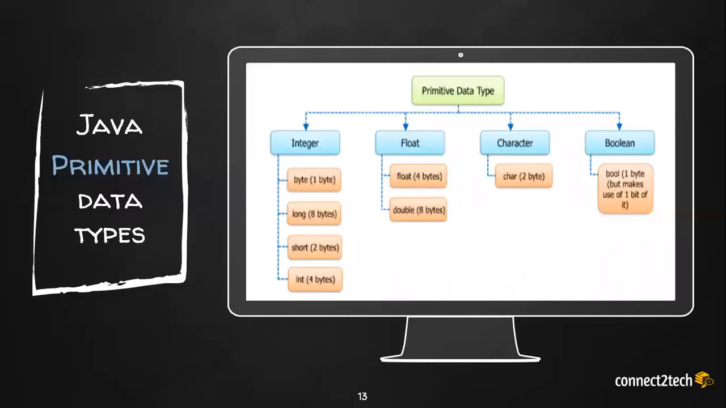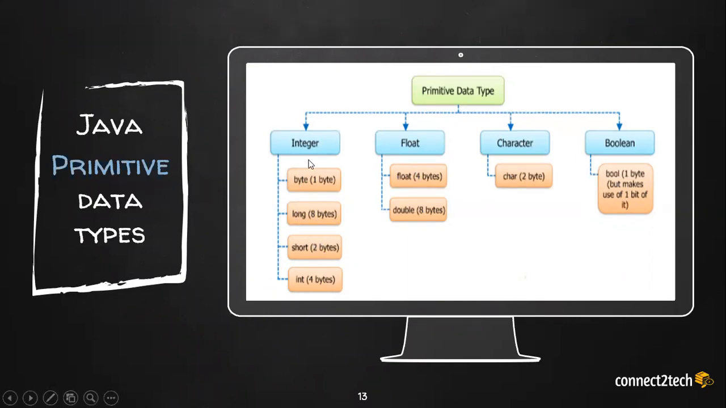So what are the different primitive data types in Java? As you can see here on the screen, we have integer, we have float, we have character, and we have Boolean. These are the different primitive data types that are available in Java. Now under integer, we have other types as well: byte, short, int, long. Under float, we have types like float and double. Then we have character and we have Boolean.